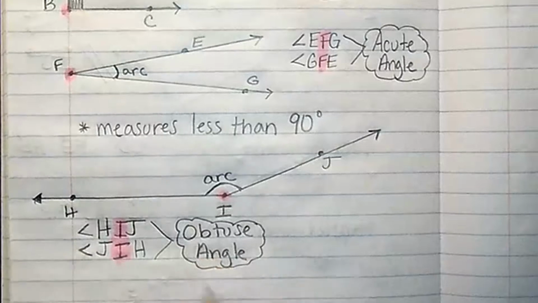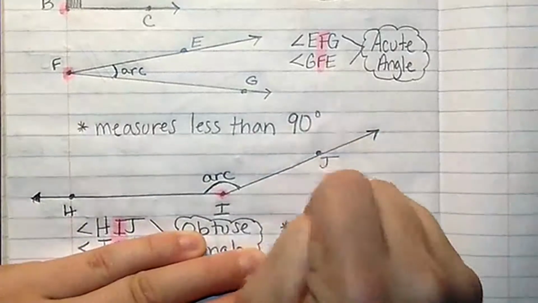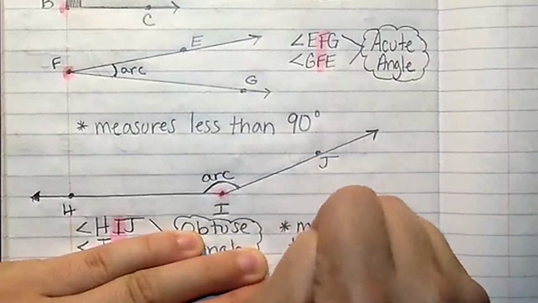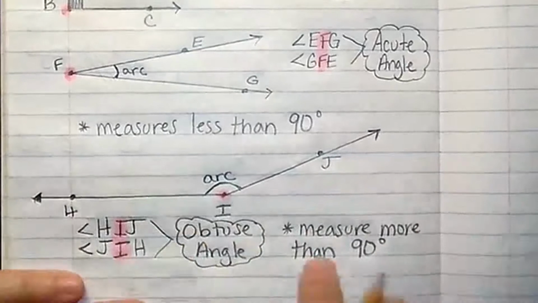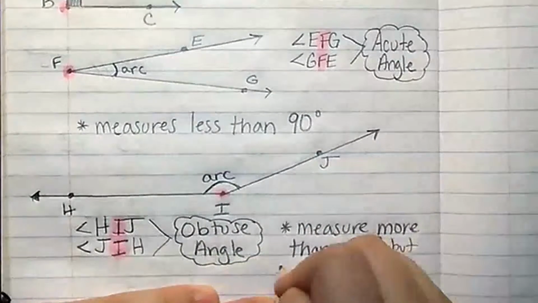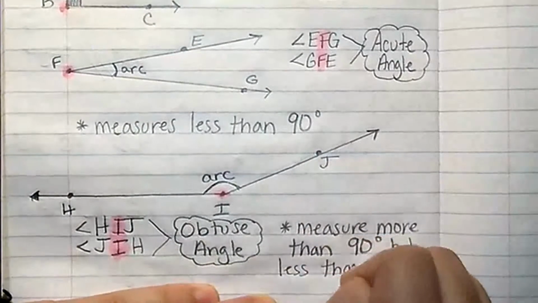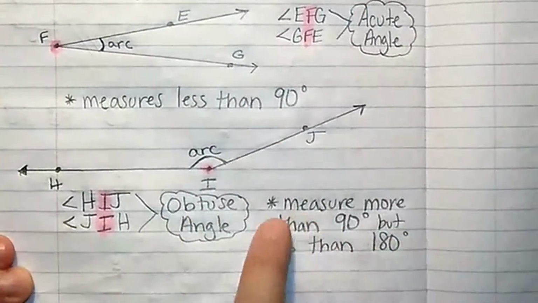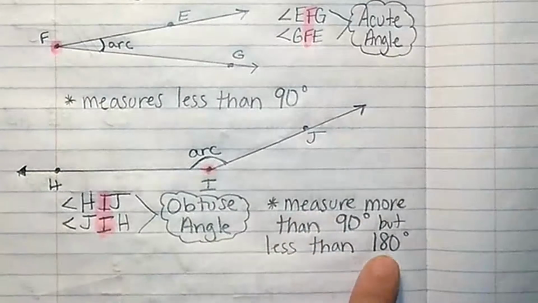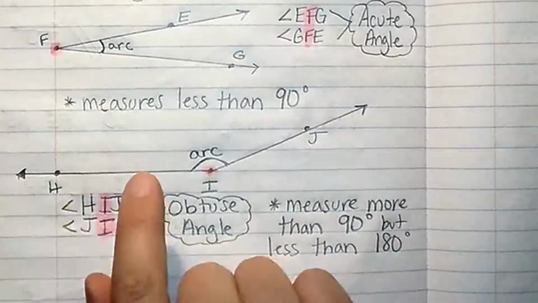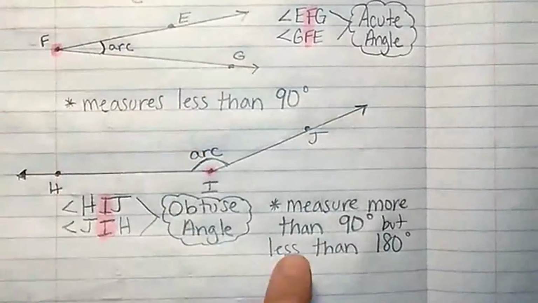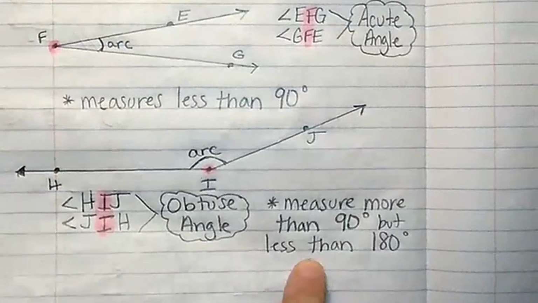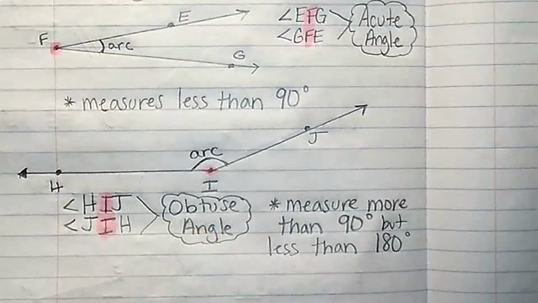Obtuse angles measure more than 90 degrees. If the number's bigger than 90, it's obtuse. But it has to be less than 180. We'll get to that in just a second. So this one has two rules. It has to be bigger than 90, but it has to be smaller than 180. So anything bigger than this perfect L would get you an obtuse angle. All right, that's an obtuse angle.